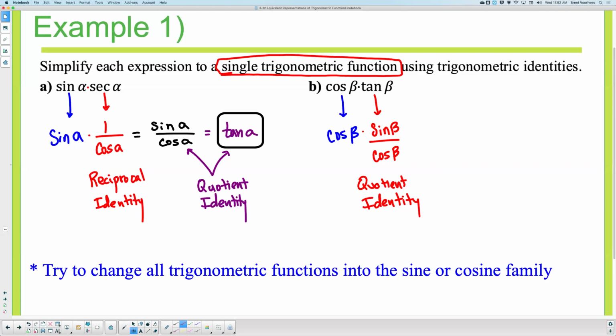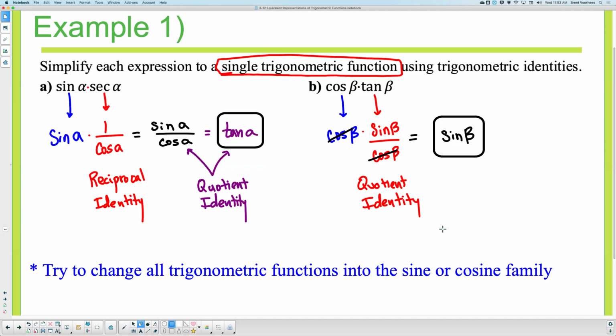Okay, what do you think you could do now? Cancel. Perfect. What cancels here? These are multiplying. The cosine's dividing. Oh, wait, I'm multiplying and I am dividing. What am I left with? And this would be the final answer. Now, why is that the final answer? It's a single trig function. Does that make sense? Okay, I'll call these basic problems. Those are very basic, just to walk you through the steps that we're looking at today.